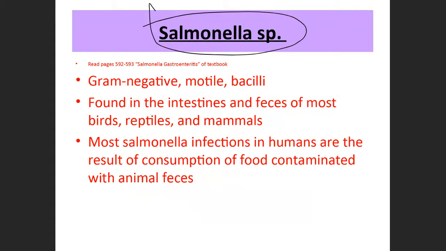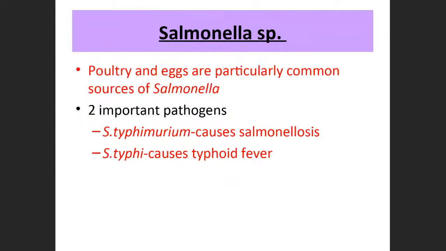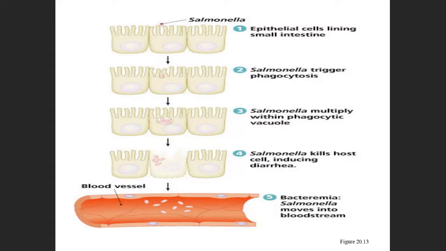Salmonella is a pathogenic Enterobacteriaceae. It is motile, found in the intestines of reptiles and mammals and birds. And most Salmonella infections can be linked to contaminated foods. There are two species of Salmonella, Typhimurium, which causes salmonellosis, and Typhi, which causes typhoid fever. When you hear of Salmonella, this is the one that we're dealing with, Typhimurium, salmonellosis. Typhoid fever is a much more serious condition. However, there is a vaccine for it.